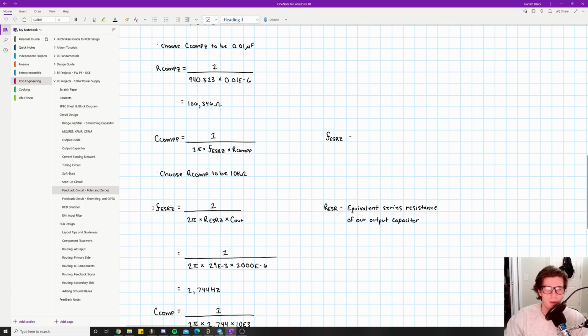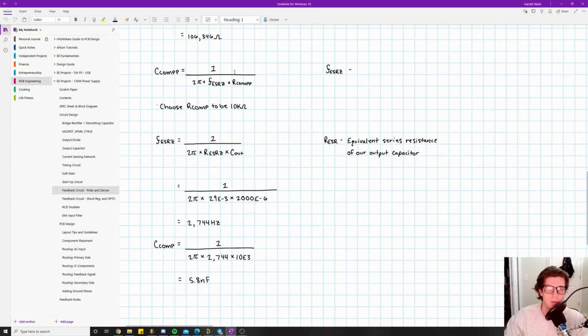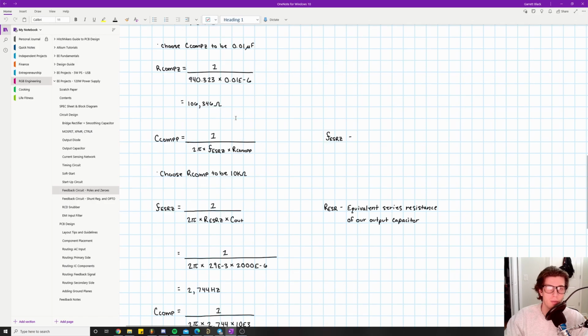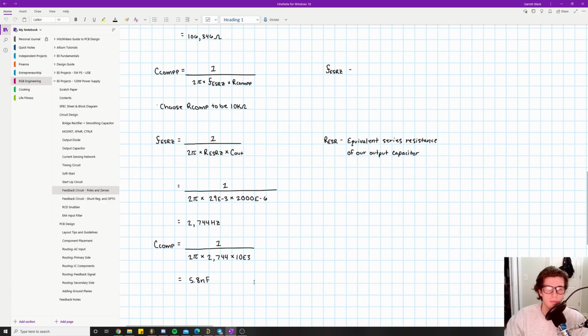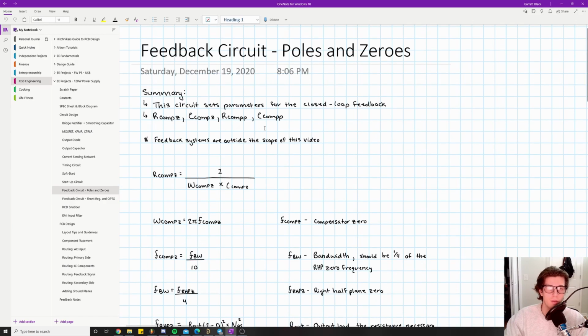So our F ESRZ is equal to 1 over 2 pi times that, and when we crunch the numbers, we get 2744 hertz. Then we plug back into this equation, now that we have solved for F ESRZ, with 2 pi times 2744 times 10 to the third, because we arbitrarily selected R comp P to be 10K. Crunching the numbers, we get 5.8 nanofarads for our C comp P value. That pretty much covers all four major feedback components, which set the parameters for our feedback loop.